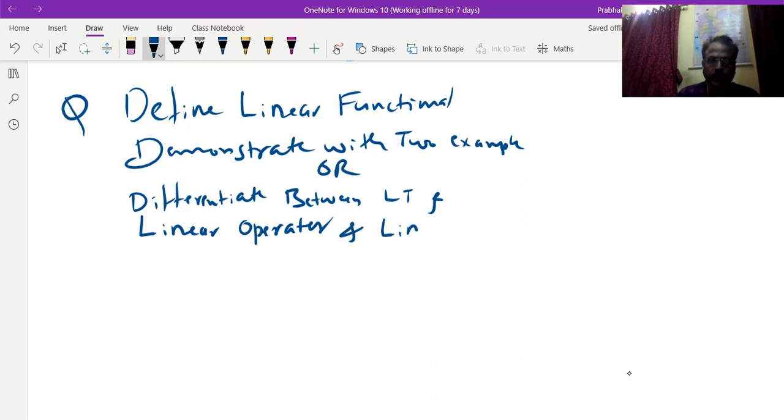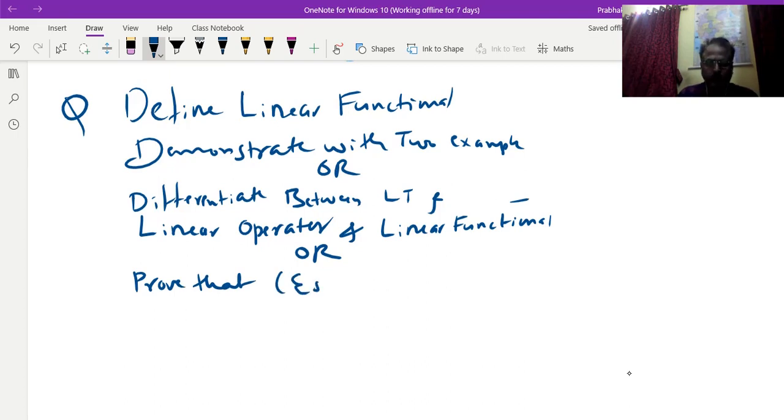And linear functional. This I will tell orally. Or the same question can be written as: prove that. Many options I am giving you. Prove that, or establish, or something, other terms can be used: illustrate, demonstrate.